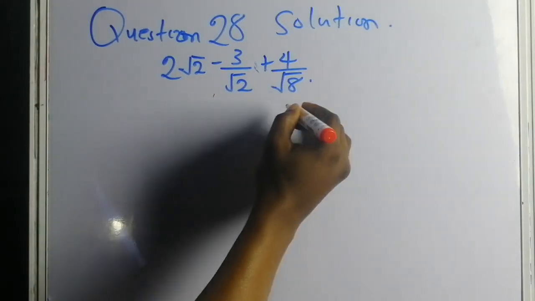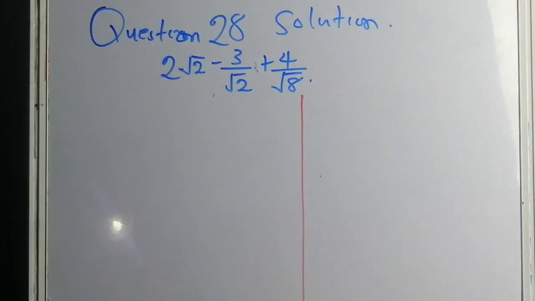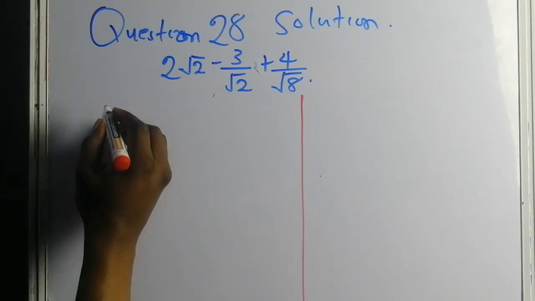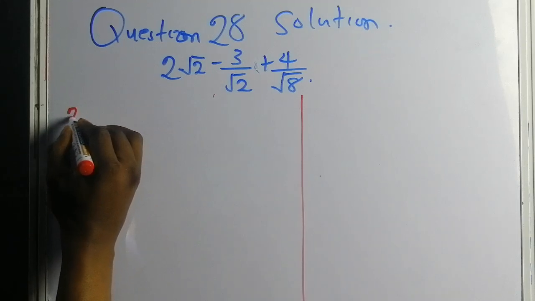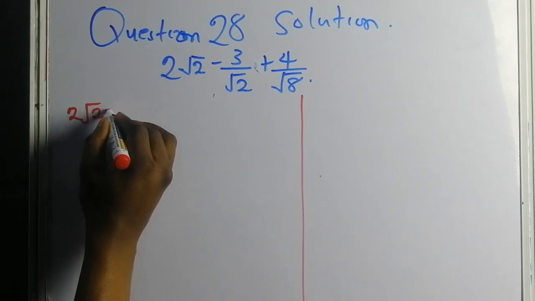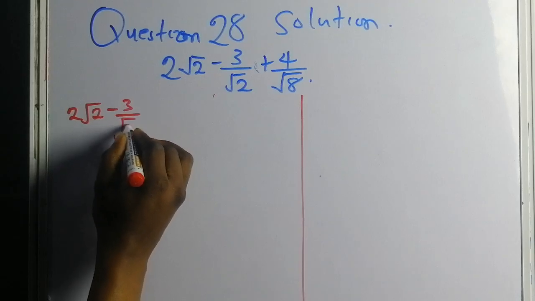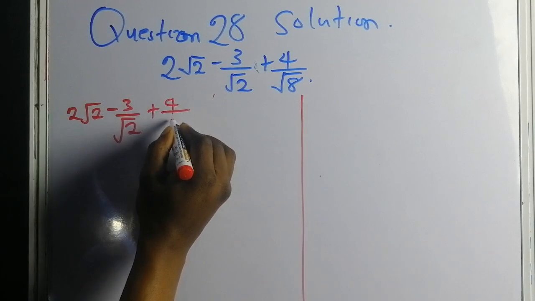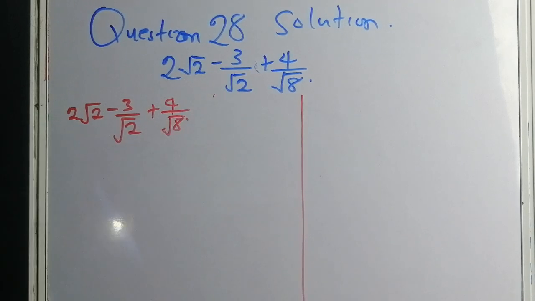So this, let me divide this into 2. It means this is the same thing as 2 root 2. Let me rewrite the question again so that it is clear: 2 root 2 minus 3 over root 2, plus 4 root 8. It's as simple as that.